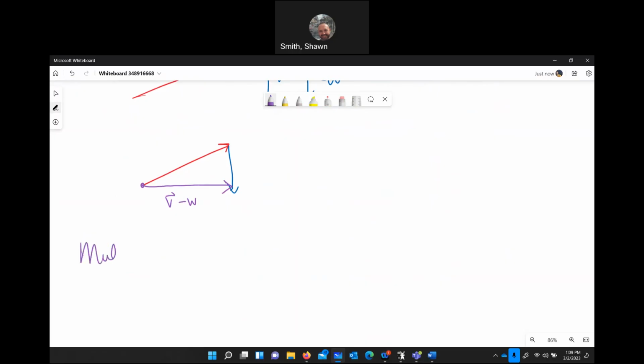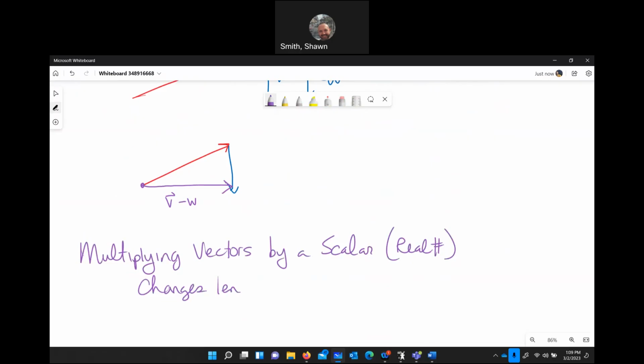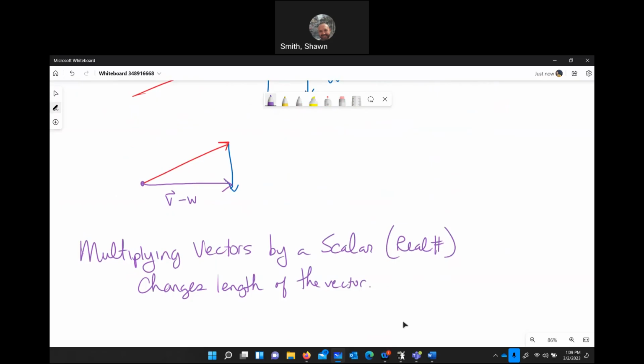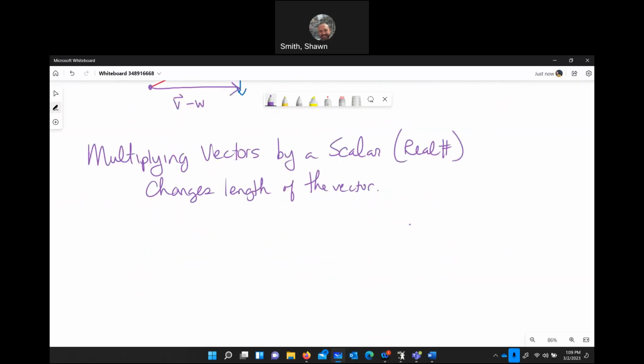All right, multiplying vectors by a scalar. This scalar is also a real number. All this does is change the length of the vector. Direction is still the same. It's just now the length. So if I say vector v is equal to, let's just say that, 3 times vector v is equal to 1, 2, 3 times as long.